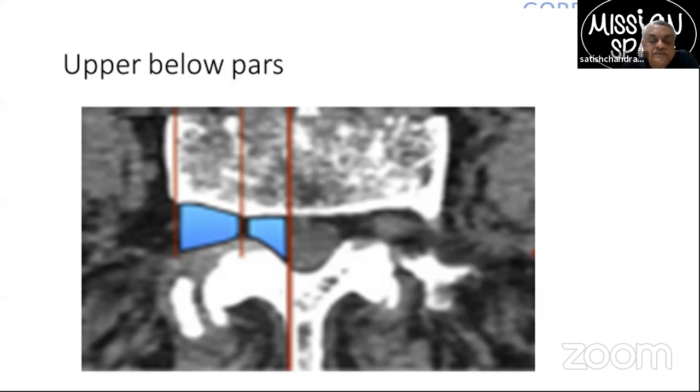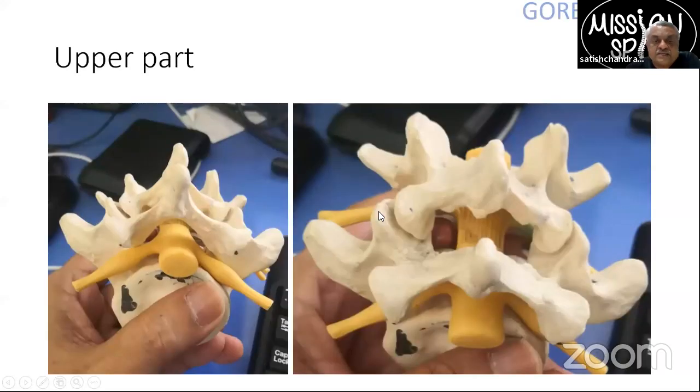Here you will see that you are below the pars. The superior articular process is not much seen because we are above the tip of the superior articular process, and this zone contains the dorsal root ganglion and the root which is going out. This can be seen in this image, then this plastic model, where you have the exiting nerve below this pars or the inferior articular process.